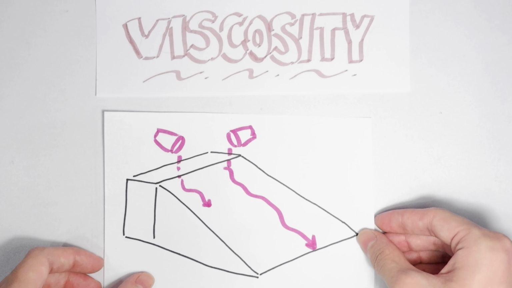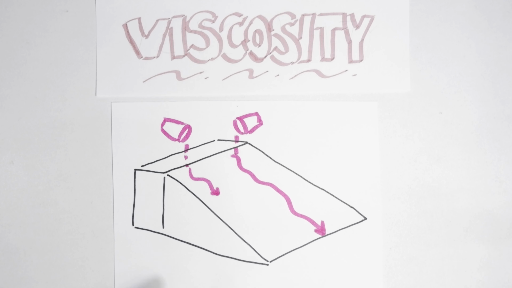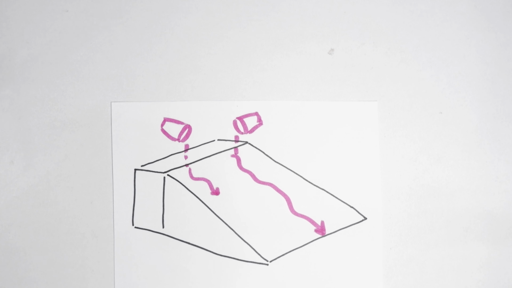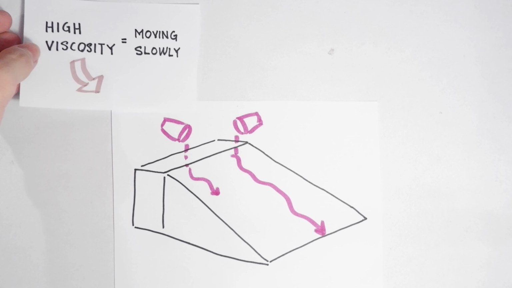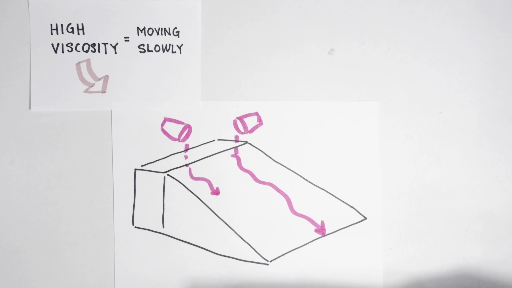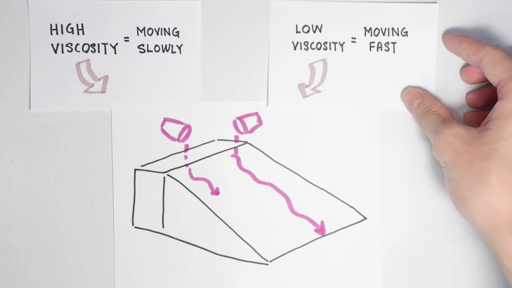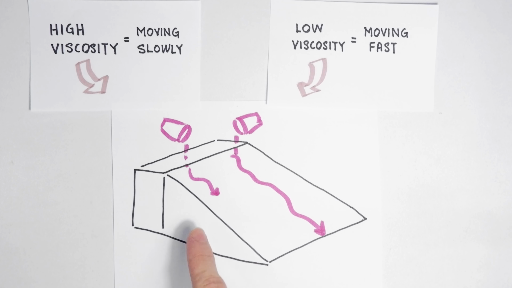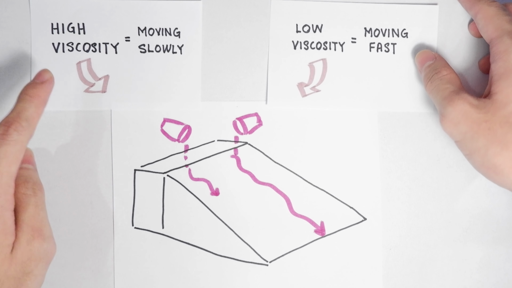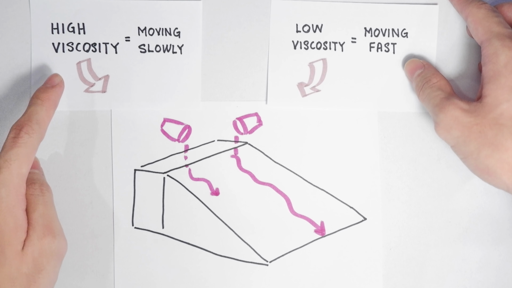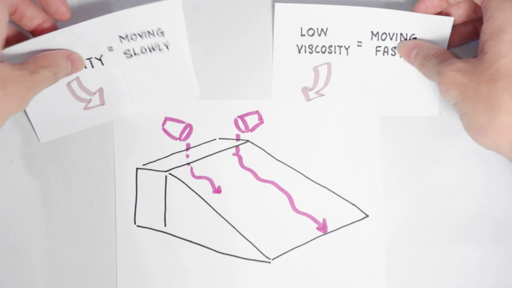So let me give you a scenario here. I have a slope and I pour 2 different fluids. One fluid flows slower and one fluid flows faster. So you can already tell that based on this scenario, the fluid on the left has higher viscosity and the fluid on the right has lower viscosity, because this one flows faster and this one flows slower. Therefore, this fluid is thicker or has higher resistance compared to this.